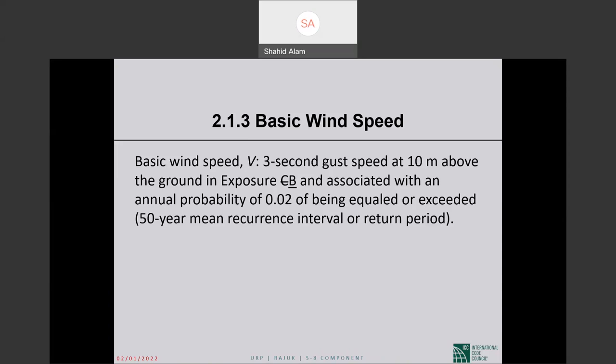BNBC has renamed them A, B, and C. So what is B in ASCE 7 is exposure A in BNBC, what is C in ASCE 7 is B in BNBC, and what is D in ASCE 7 is C in BNBC. That has caused me personally a lot of confusion.